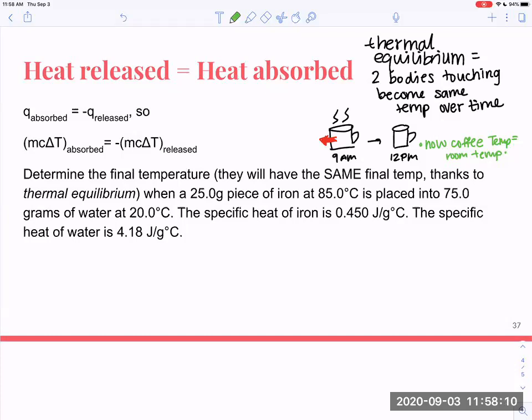So thinking about that mathematically, the heat that was absorbed, in this case, the heat was absorbed by the air and the heat was released by the coffee.